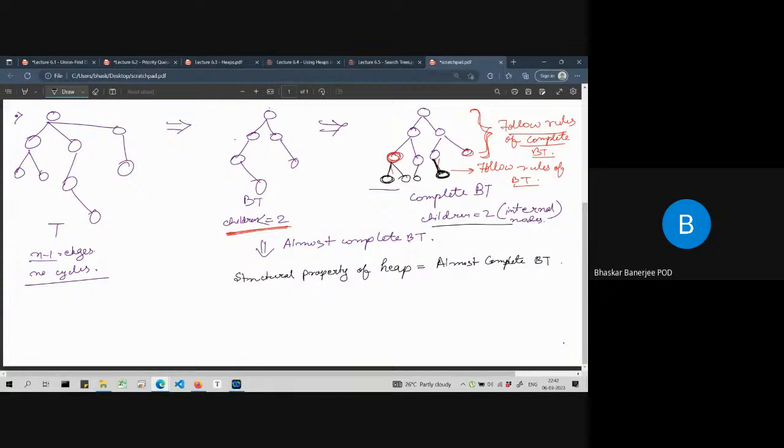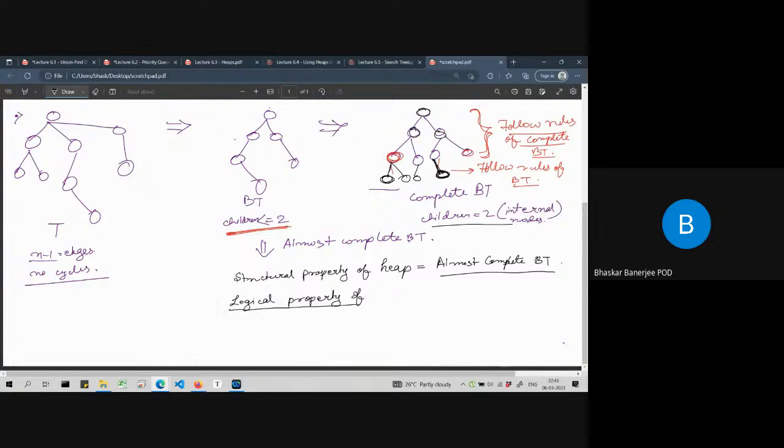So in these nodes, I have not put any value, right? We only discuss the structure of the tree. The structure of the heap is an almost complete binary tree. Fine. Now with that, the logical property. Every heap is structurally an almost complete binary tree, but obviously every almost complete binary tree is not a heap, because it would not have the logical properties of a heap.